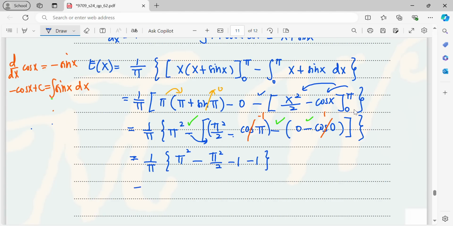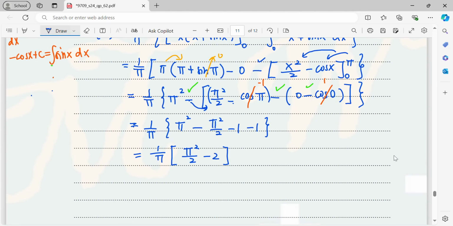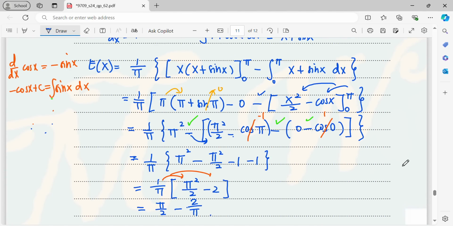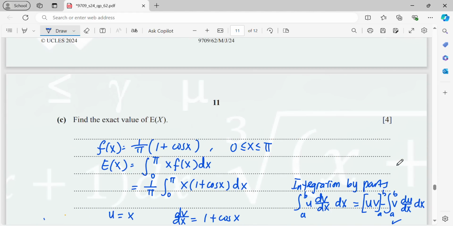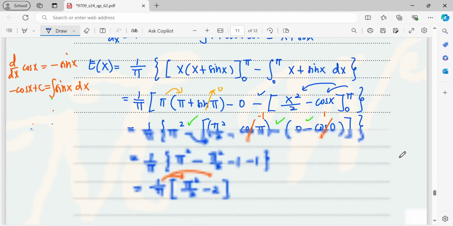That means now here you will get 1 over pi. Now, pi squared minus pi squared over 2 means 1 pi squared minus half pi squared, that is half pi squared. Minus 1 minus 1, that is minus 2. Now, you have the 1 over pi there, so you can times in the 1 over pi. So 1 over pi and pi squared over 2, you can simplify, it becomes pi over 2. And for the second term, it will be minus 2 over pi. So that is the exact expected value. So done for this question.